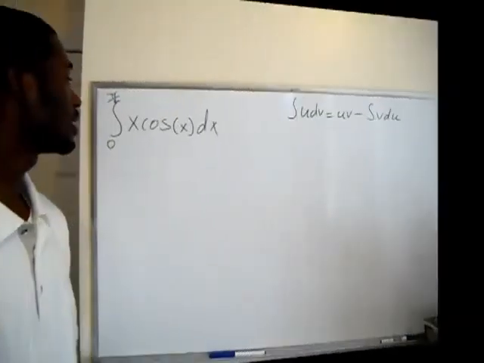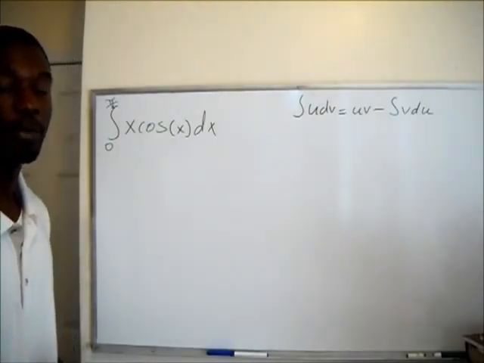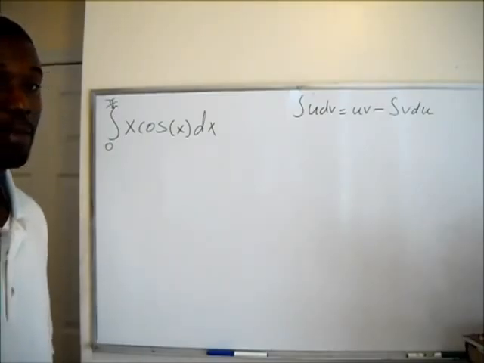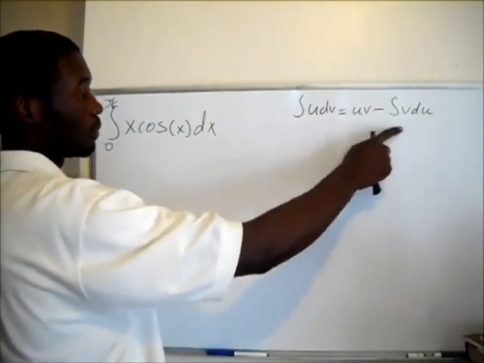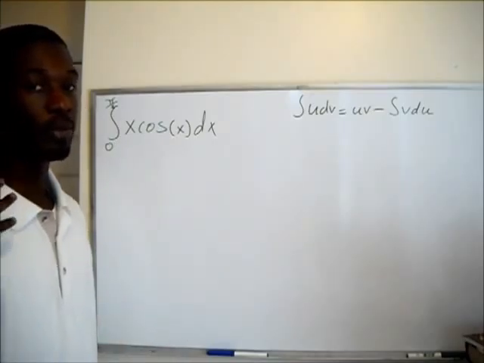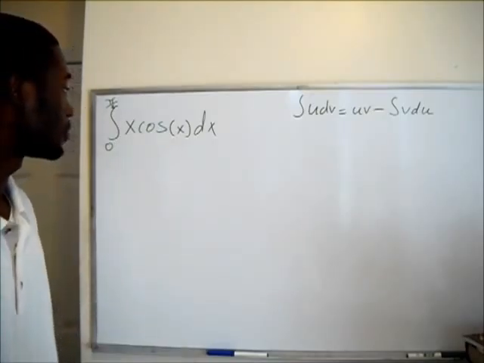Alright, so let's start. This is number 1. The integral from 0 to pi over 2 of x cosine x dx. It's a good habit to write down your integration by parts formula before you do anything. That way, you can always glance back at it. Even if you remember it, it's good to have it on the page.